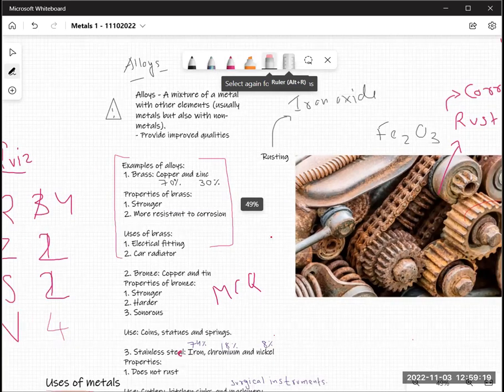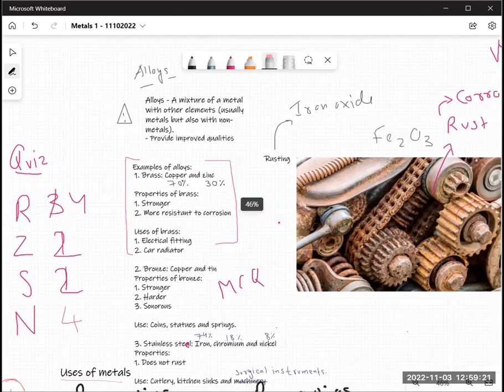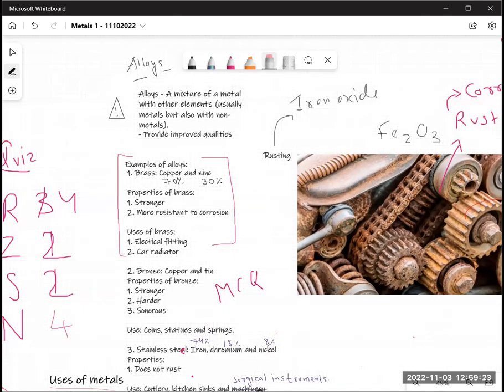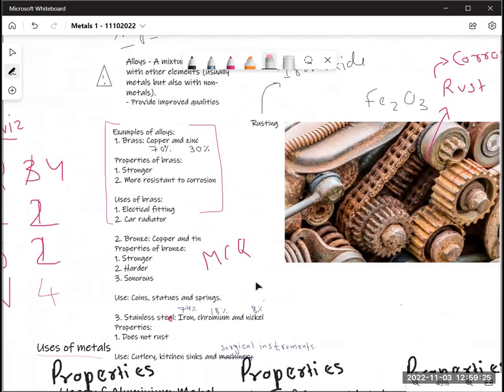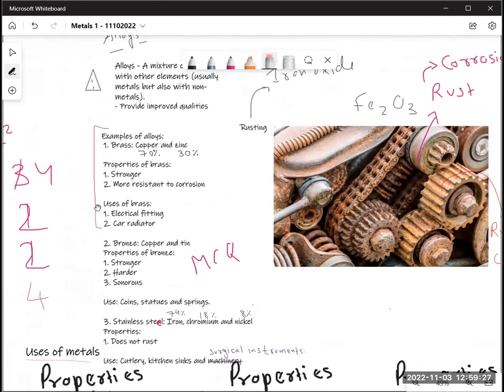These are the examples of alloys, right? They have to keep writing the whole thing, up till stainless steel. Now the next one is iron. Read.